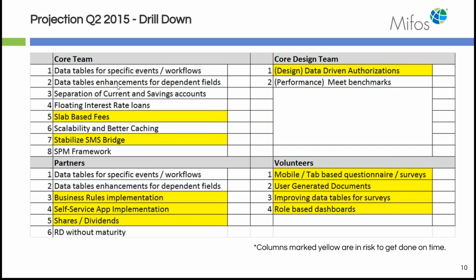So this is a mobile tab-based questionnaire and survey based on the SPM framework. Then user-generated documents need a bit more enhancement. Also, we'll try to improve data tables for surveys in general, not specifically for social performance measurement. And we're looking for a way to create role-based dashboards, so that if a simple user logs in, he sees another dashboard than if, let's say, a management person or even an administrator logs in. So that's what we're looking for here.